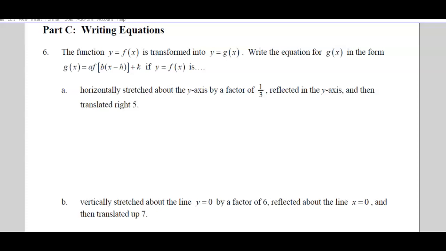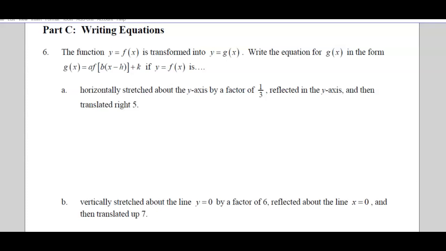In part C, we're going to be given information, and we have to come up with the equation. In all the other ones, we were given the equation in function notation, and then we had to describe it. Then mapping notation, given the graph, actually transform it and graph it. Now we're doing coming up with the equation. So if y equals f of x is transformed into y equals g of x, we'll write the equation for g of x in that form.